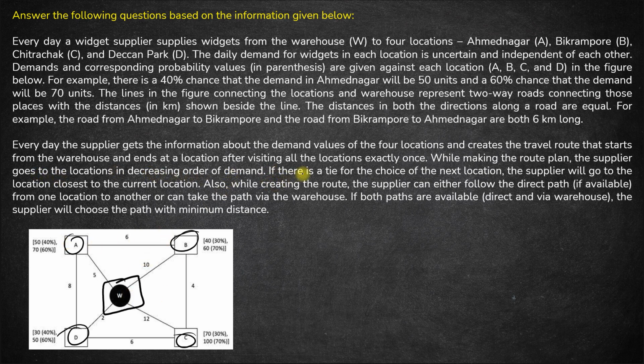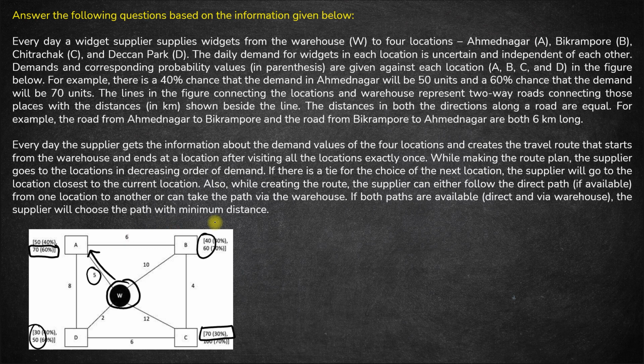Now while making the route plan, the supplier goes to the locations in decreasing order of the demand. If there is a tie for the choice of the next location, the supplier will go to the location closest to the current location. For example, if the supplier is at W and the demand at A is 70 and the demand at C is also 70, all the other demands are definitely less than 70, right? So which will be the first location that the supplier will go to? The demand is same. In case the demand is same, he will go to the location which is closest. So he will go to A first and then he will go to C.